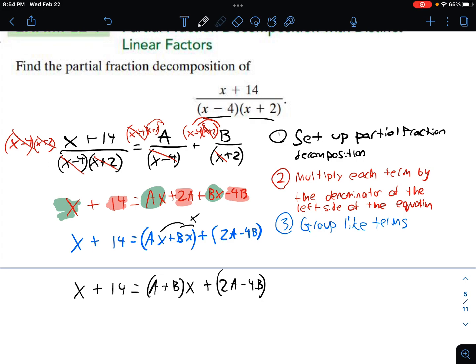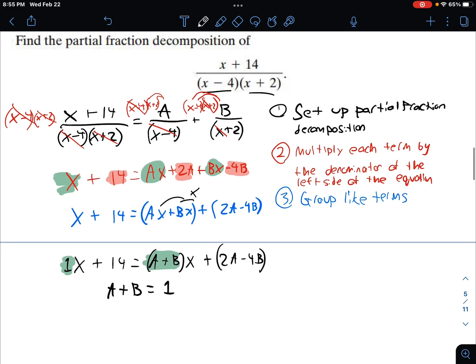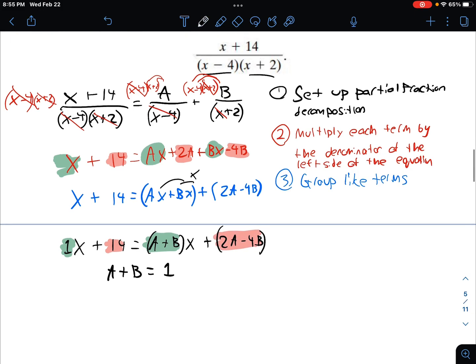Okay, and now we're going to take a look. This right here is quite literally the coefficient of x. Over here, we also have a coefficient of x, and that coefficient is going to be 1. So we're able to write A plus B is equal to 1. As for the other set, we're going to have 14, which is our number, equal to these two numbers added together: 2A minus 4B equals 14. And this is the part where we're going to be able to solve our system.